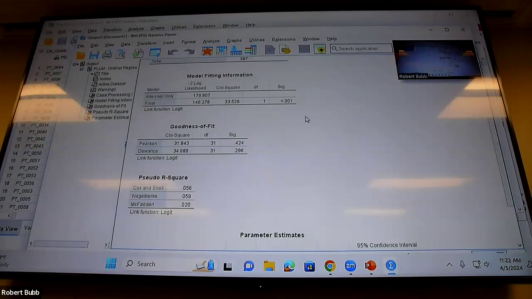So this is just your output printed out. If you want to take notes on it, I know a lot of you do it electronically, that's perfectly fine as well. Obviously, whatever works best for you. So let's take a look at some of our output here.